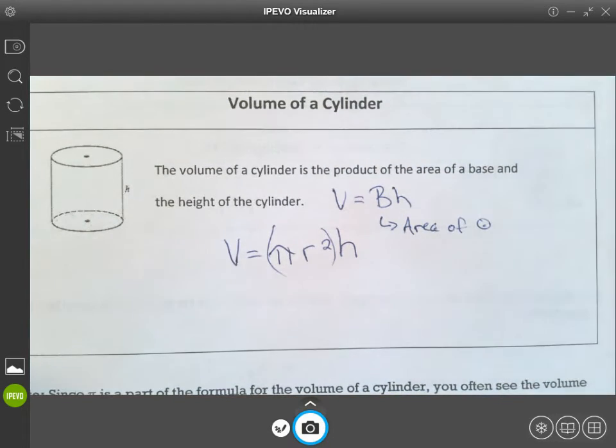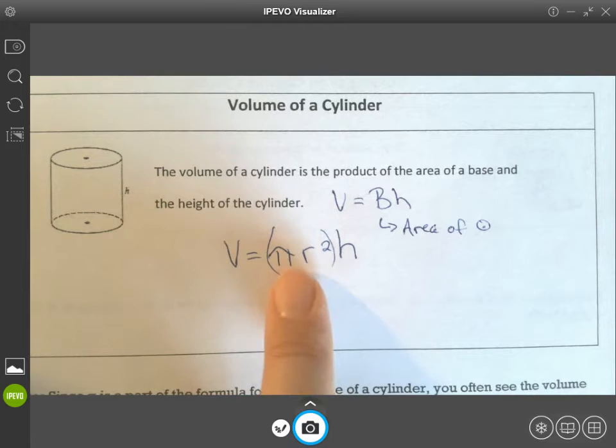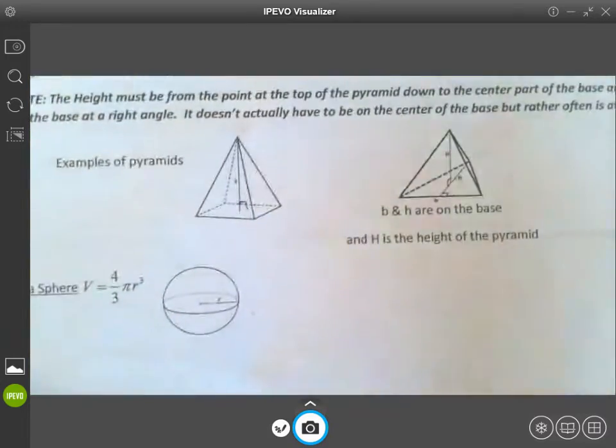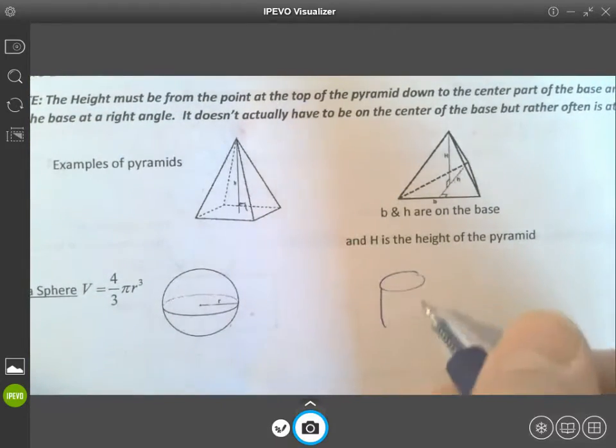Now, this is what I was talking about. Your formula sheet doesn't have it. So can you jump to your formula sheet? You don't need the parentheses here. I'm just really trying to show you that it's the area of the base, which is a circle, times the height. Now, jump to your formula sheet. Draw your best cylinder.